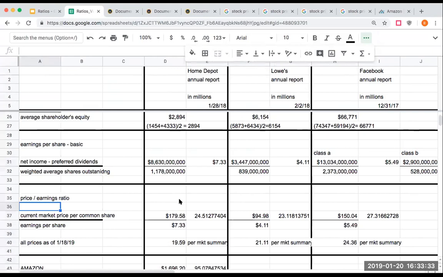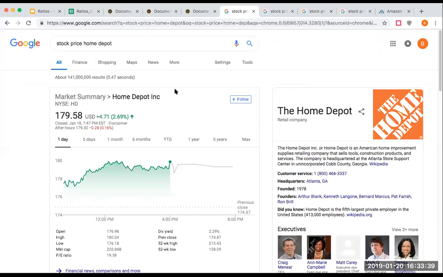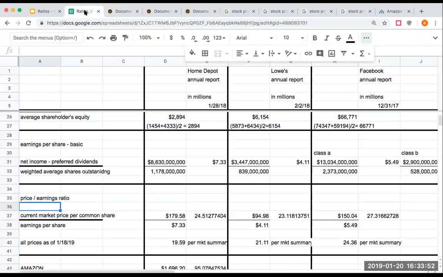So for Home Depot, if I take Home Depot's current stock price, and this is $179.58 as of January 18th, 2019. So when you are watching this video 5 years from now, you're going to be laughing at me. And we look at here, and I take this amount and I get a price to earnings ratio of roughly 24.5. What does this mean?